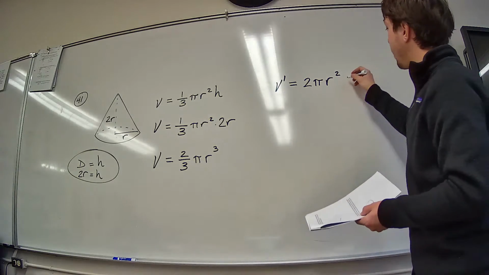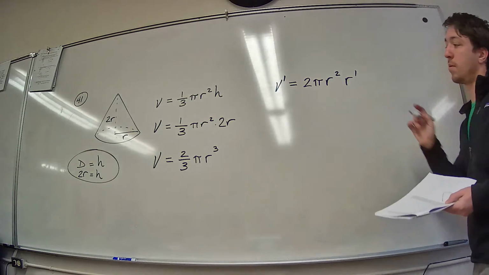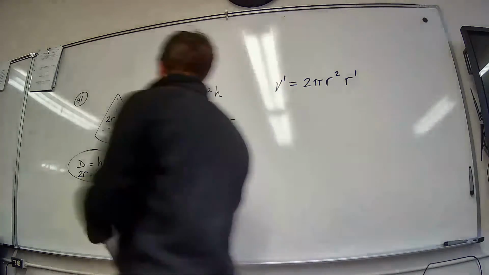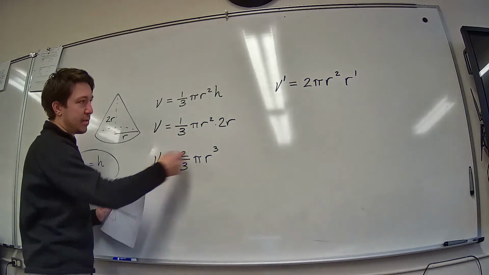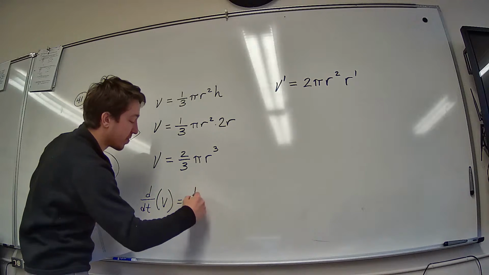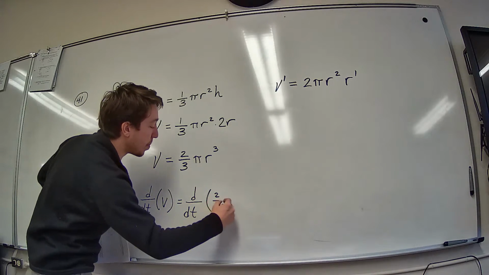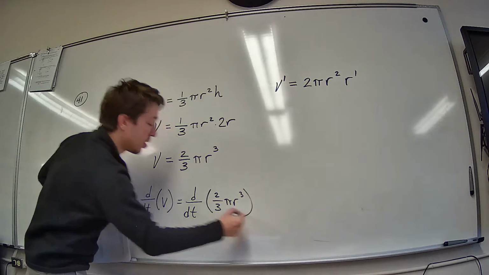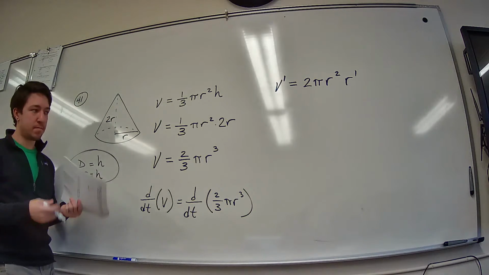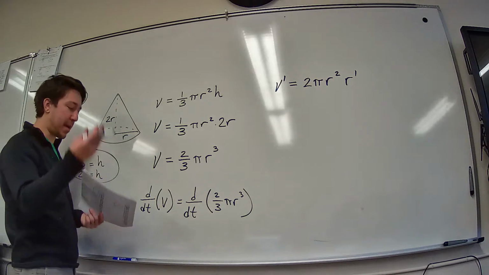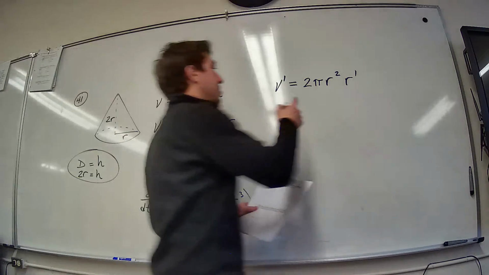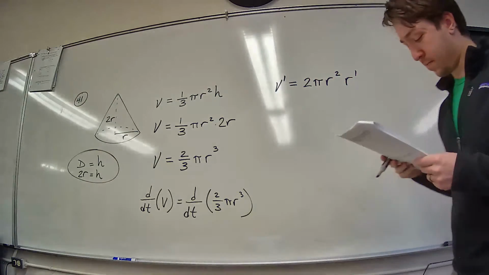What am I missing? I almost forgot r prime. Remember, we're taking the derivative with respect to time. If you want to be really technical, what you're doing is applying this operator to both sides of the equation. We usually don't write this step out, but if you're wondering, most of the algebra we do is based on this idea that you're doing the same thing to both sides of the equation. That's what we're doing.